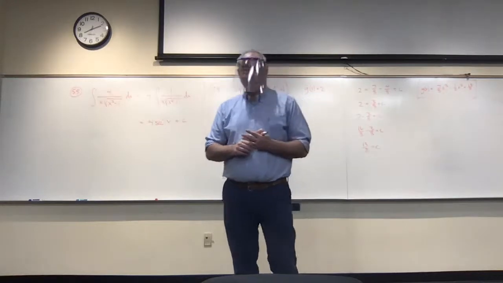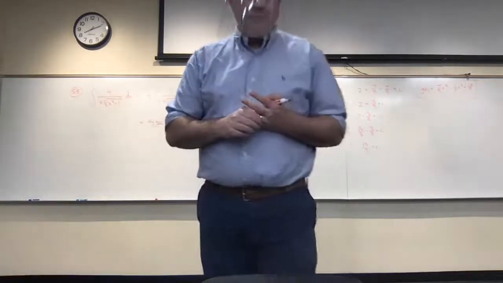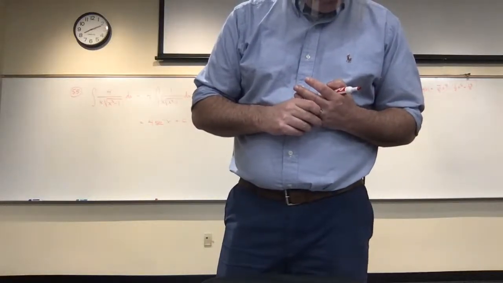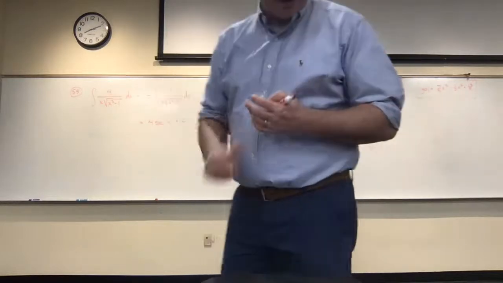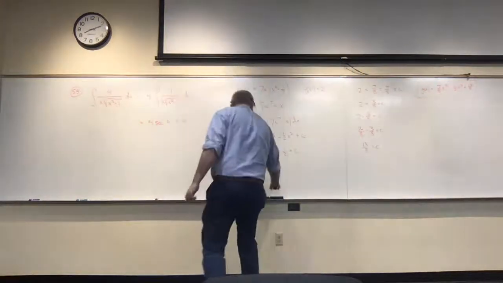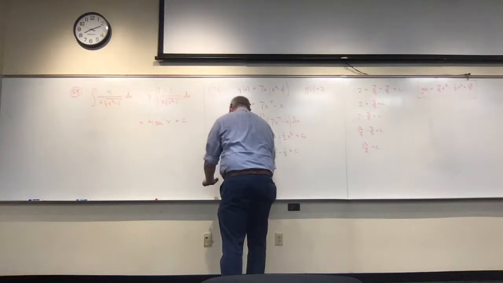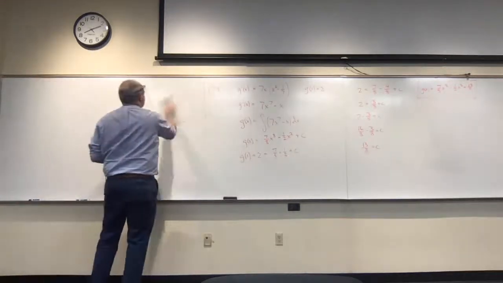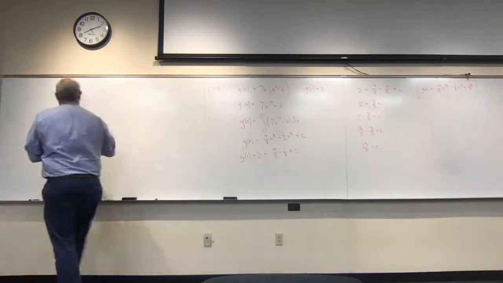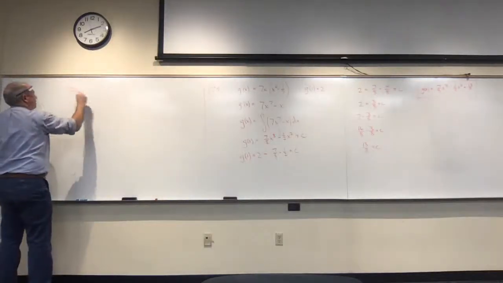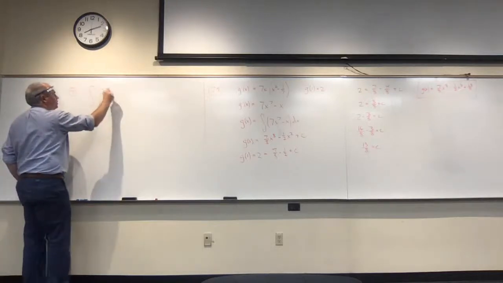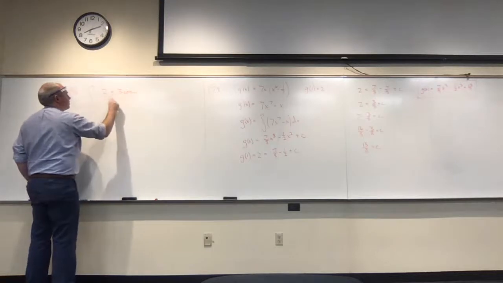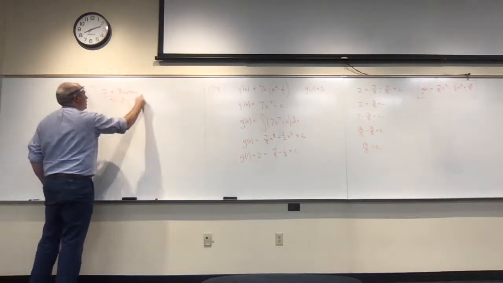Number 41. We got 2 plus 3 cosine y over sine y squared. Could you read that to me? So 41, it was the integral of what? 2 plus 3 cosine y over sine squared y dy.